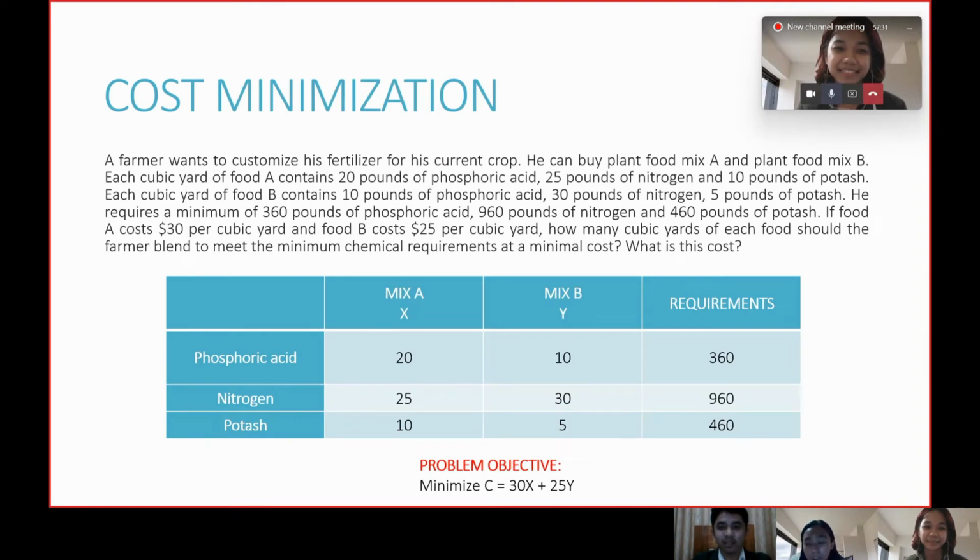For the cost minimization problem, the question is how many cubic yards of each food should the farmer blend to meet the minimum chemical requirements at a minimal cost? What is the cost? So we made a table of the given data from the problem. Our objective function is to minimize C is equal to 30x plus 25y. Our decision variable is: let x be the quantity of plant food mix A and let y be the quantity of plant food mix B.